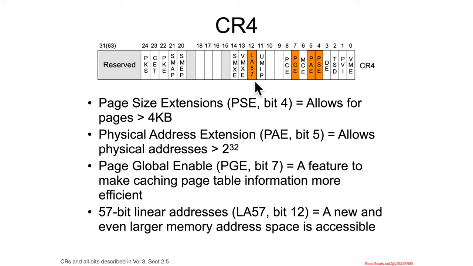And LA57, which I read as 57-bit linear addresses, so linear address 57. This is a very new feature where Intel has expanded the effective usable size of the virtual memory space. Even though we say that it's 64 bits, as we'll see later on, it's not really 64 bits on today's hardware. It's usually 48 bits, and LA57 will newly give us a 57-bit linear address space on new hardware.